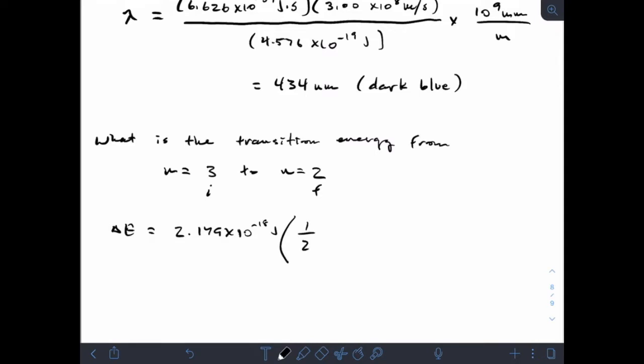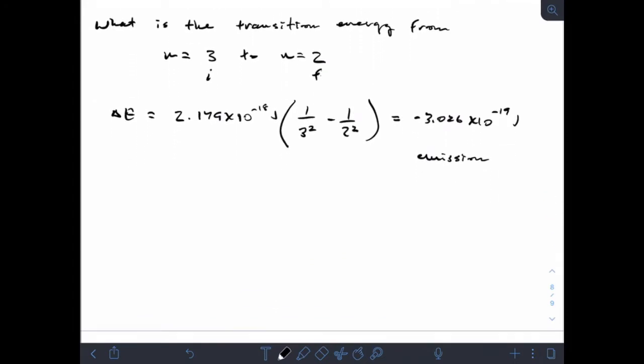So 1 over 2 squared, excuse me, I have that backwards, 1 over 3 squared minus 1 over 2 squared should give me a value of negative 3.026 times 10 to the negative 19 joules. The negative sign tells me that it is losing energy. Energy is coming out, so this is emission. It's a lower energy photon emitted, so it's going to be a longer wavelength. So this is going to be more red in color.